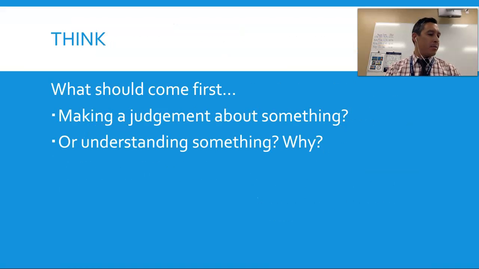Okay, now we are going to get into some of the different Greek types of love, but I want you to think, what should come first? Making a judgment about something, like if it's good or not, or understanding a thing? If you think about it, oftentimes we start with the first thing. We have our own biases, we have our thoughts, we have our opinions, and so when we see a thing, we make a judgment about it.